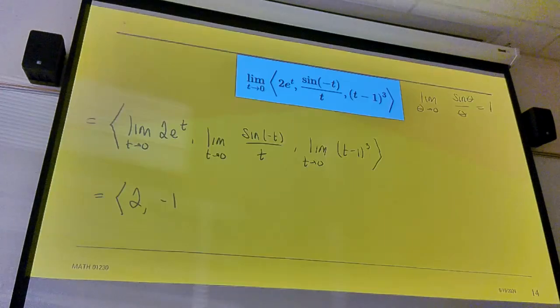So what about that final component? There's your limit.